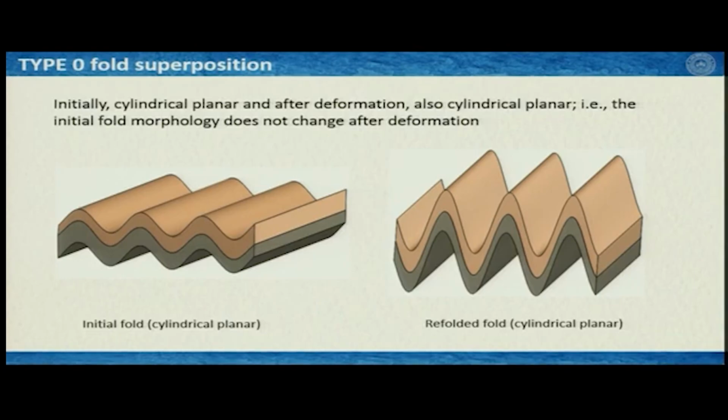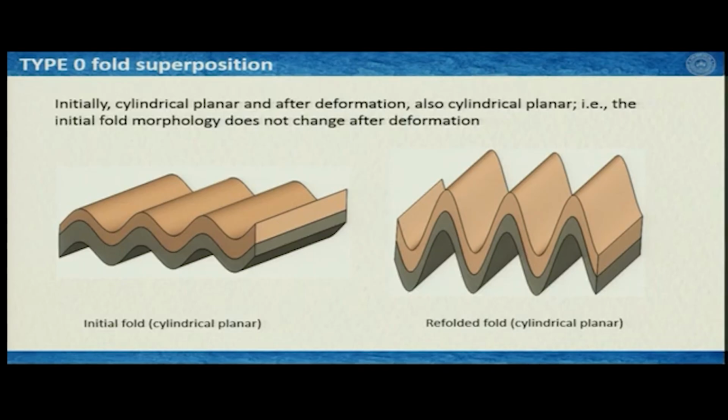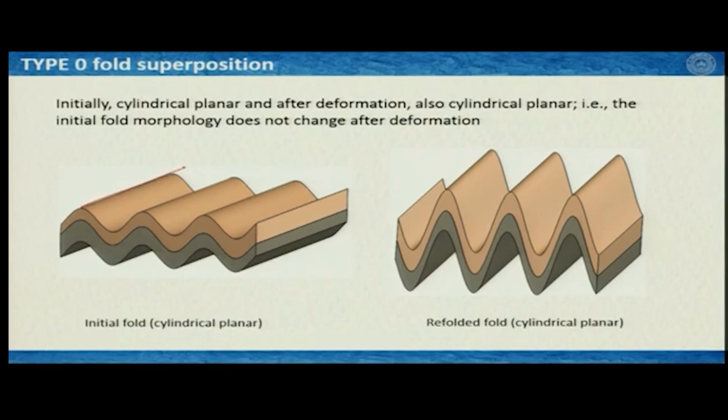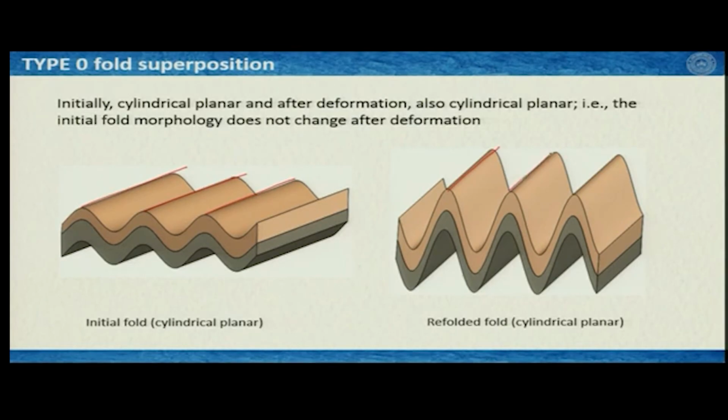So, initially cylindrical planar, and after deformation it is also cylindrical and planar. That is, the initial fold morphology does not change after the deformation, it may get tightened only. So, what you see here, this is your initial fold. You can see the fold axis is straight here, and in the refolded fold that simply tightened this fold, the fold axis are also straight here. So, it is cylindrical before and after deformation.